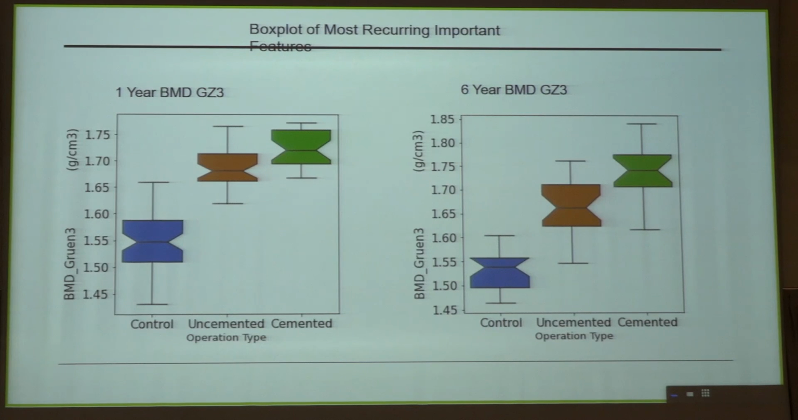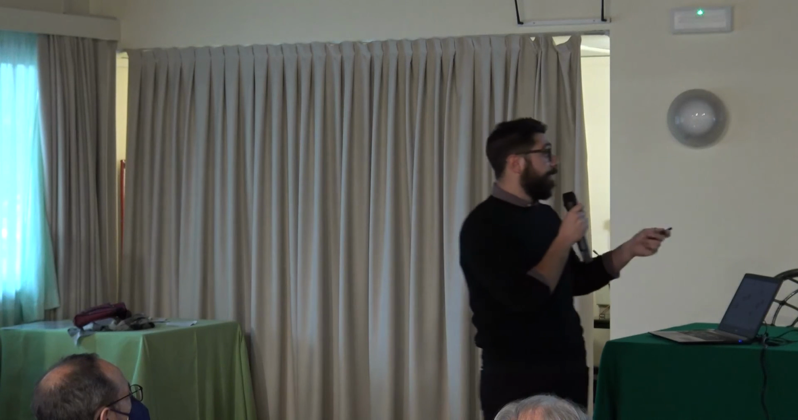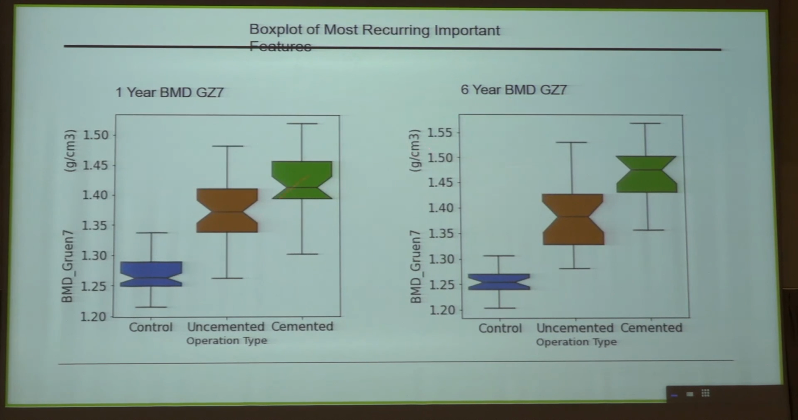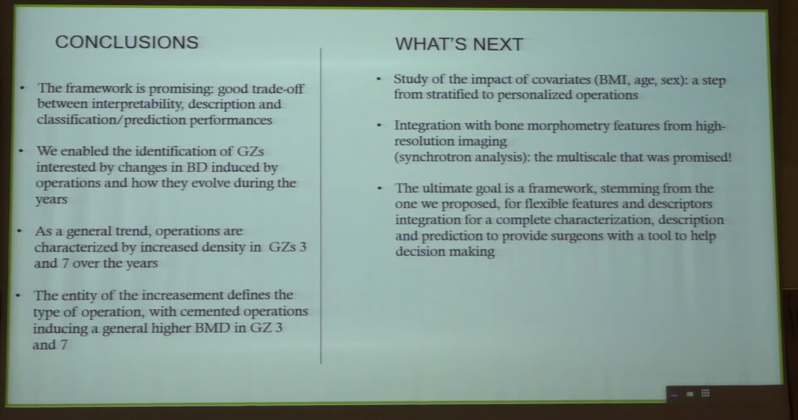Looking quantitatively at how this difference impacts effectively, we can see that Gruen zone 3, after 1 year and after 6 years, presents statistically significant different distributions. That tells us that cemented processes tend to emphasize bone mineral density growth, while uncemented processes move away from control but sort of stall after 1 year. And we can say the same for Gruen zone 7. So we have already drawn some nice conclusions.